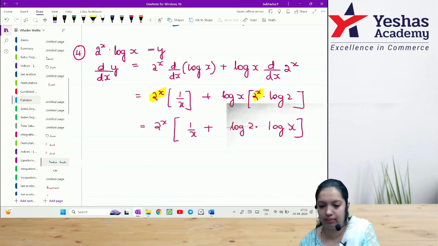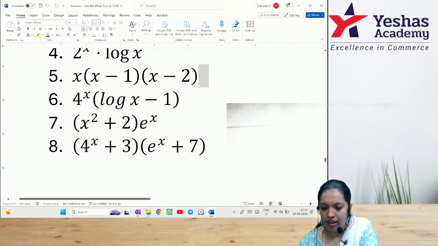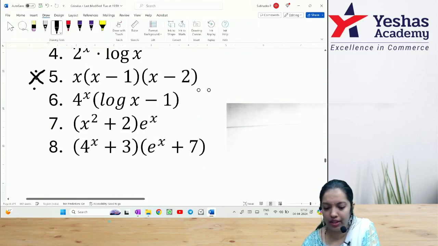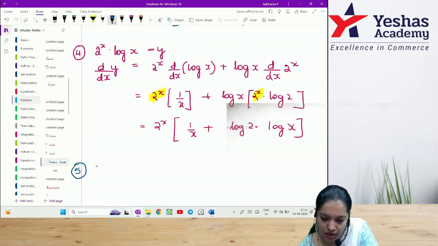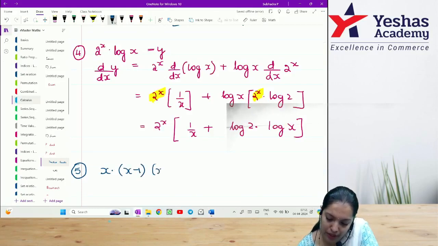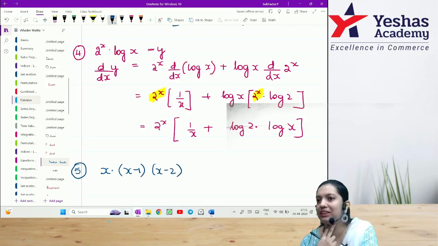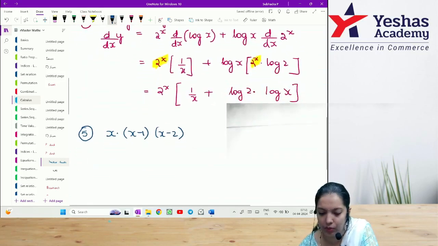That's your final step. Fifth one. This was an exam question, mark it as important. x of x minus 1 of x minus 2. This was asked in 2019 exam. It's an exam question.